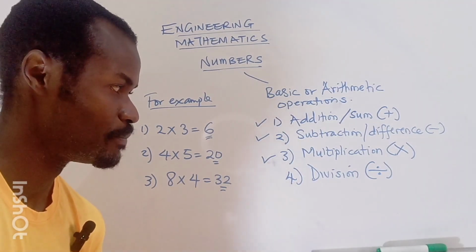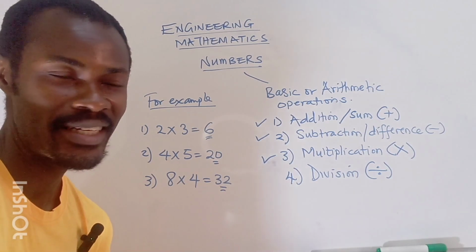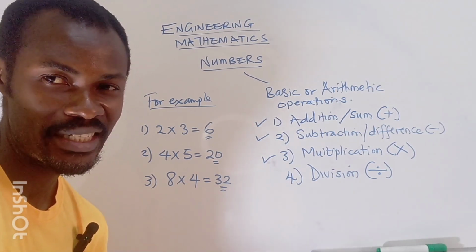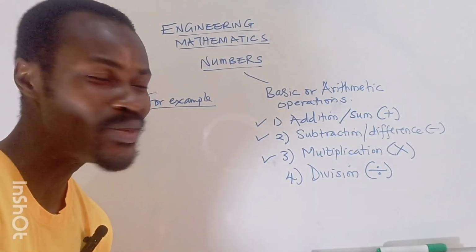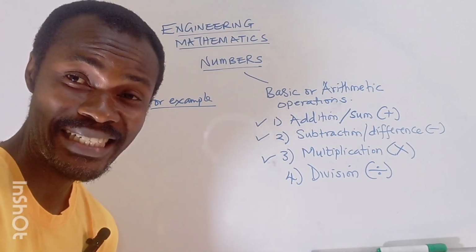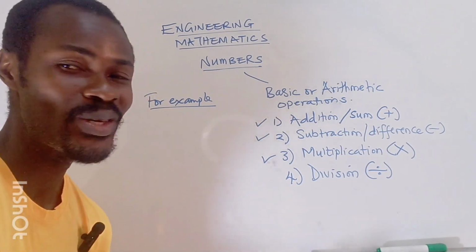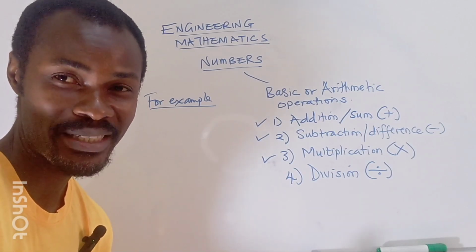Now we are going to look at some simple rules when it comes to multiplication of two numbers when they have positive or negative signs attached. And the rule is this: when you multiply two positive or two negative numbers, your answer must always be positive.